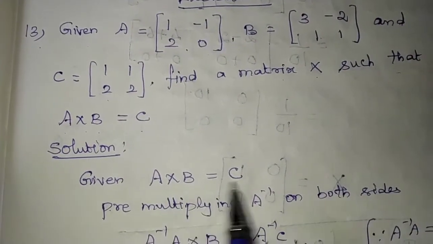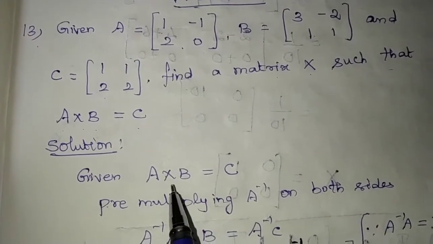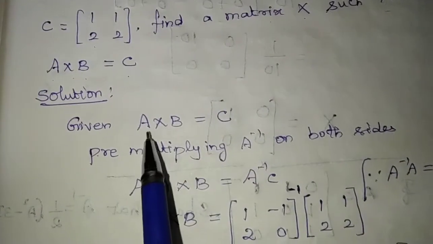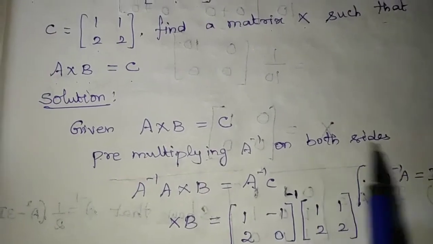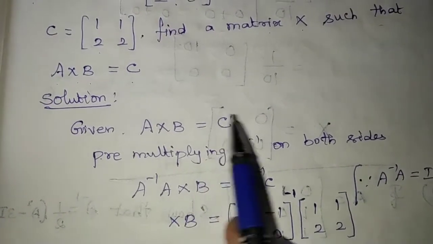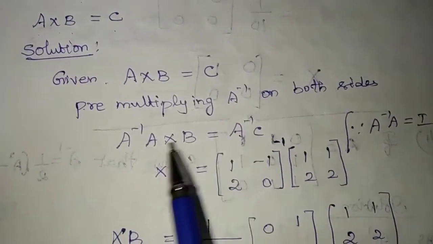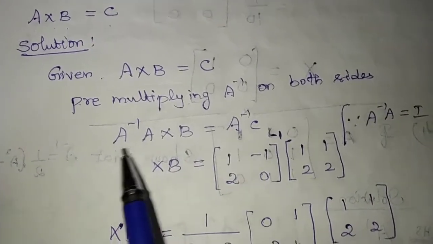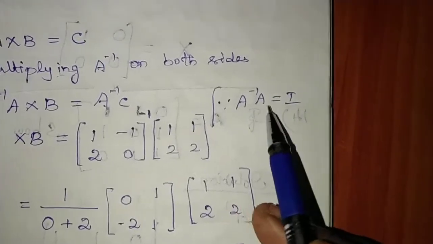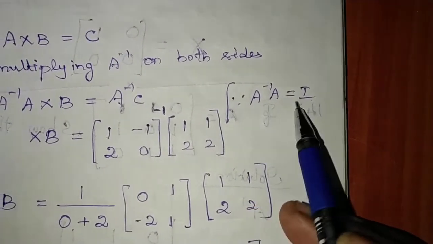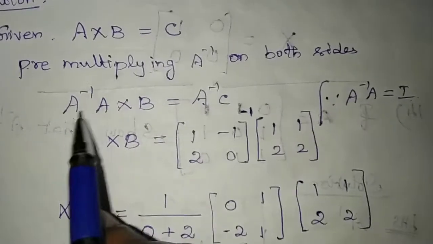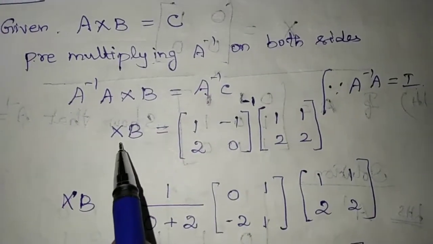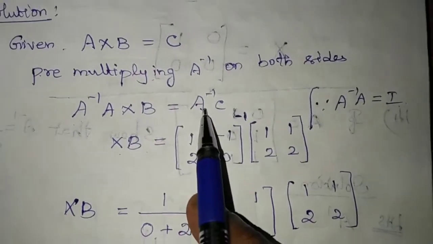Solution. Given AXB equal to C. We want to find X. Now, pre-multiplying A inverse on both sides. You know already A inverse A equal to I. Now, leave that one. XB equal to A inverse C.